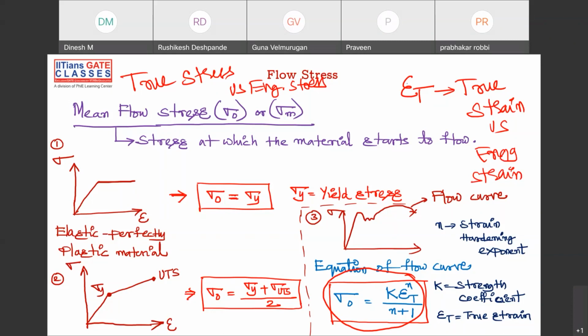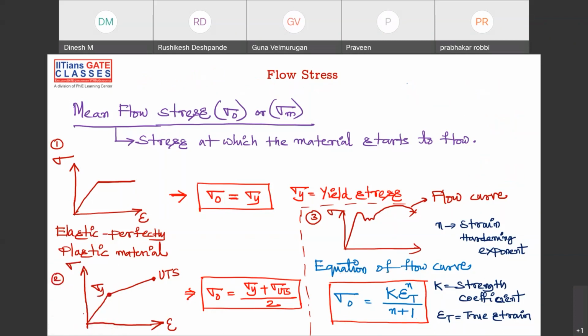Do you know the differences between these two? Yes or no? Guys? Okay, Prakar doesn't know, Rishikesh doesn't know. Anyone else who knows about this? Okay, nobody knows. Okay, let me tell you.